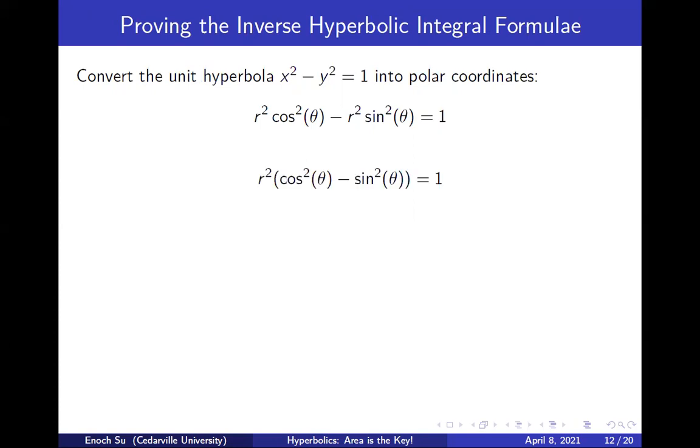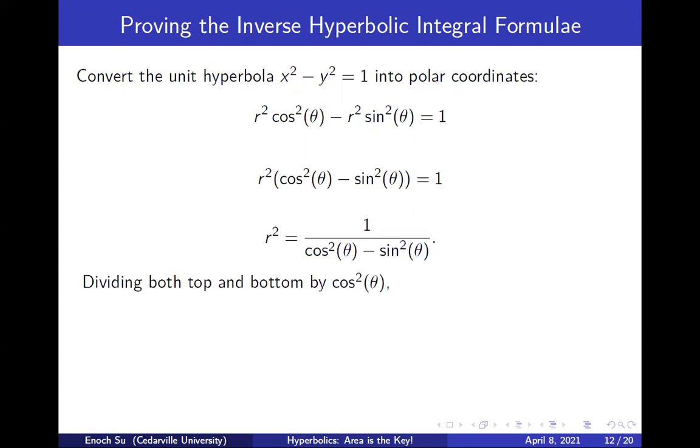Now r squared is in common in both terms. So we factor that out and we're left with r squared times cosine squared theta minus sine squared theta equals 1. Dividing both sides by cosine squared theta minus sine squared theta produces this. And dividing the numerator and denominator of that resulting formula gives us r squared equals secant squared theta over 1 minus tangent squared theta. Now you may be asking, wait, how do we know we can divide by cosine squared theta minus sine squared theta?